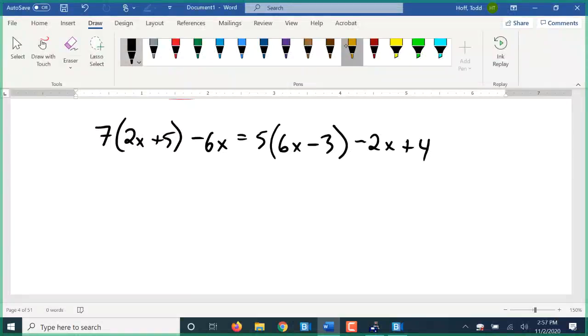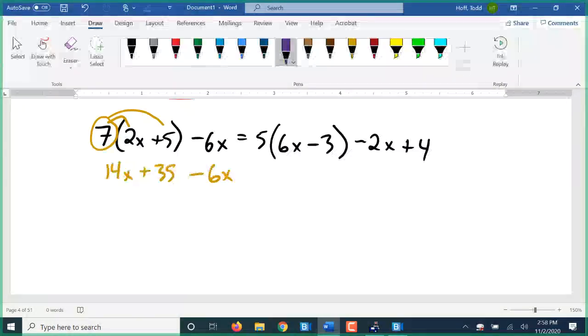On the left side here, we have parentheses. Nothing to do inside there, so we're going to multiply by the 7. 7 times 2x is 14x. 7 times 5 is 35. Then we have that negative 6x. Well, we're still combining on the left side. We'll finish the left side before we move over to the right side. 14x and negative 6x make 8x plus 35.